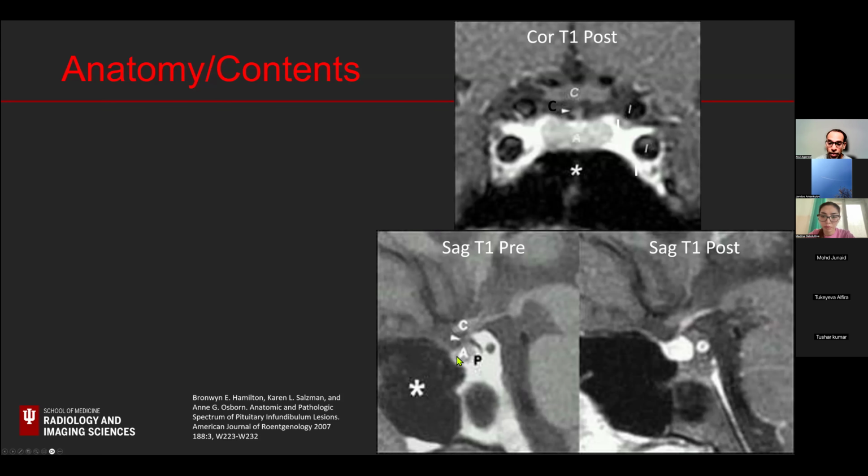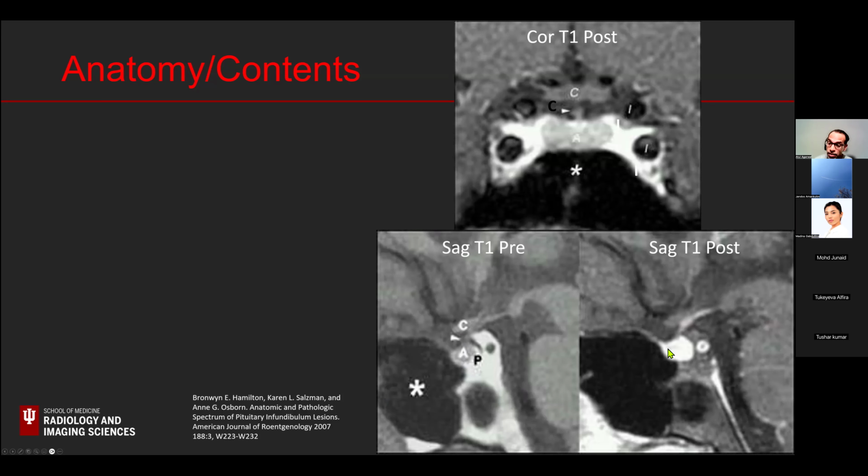You can see the adenohypophysis. The P is the posterior pituitary bright spot, which is bright because of the lipophilic proteins, and then the infundibulum going up to the chiasmatic and the infundibular recesses of the third ventricle, and that same aerated sphenoid sinus in front of the adenohypophysis.